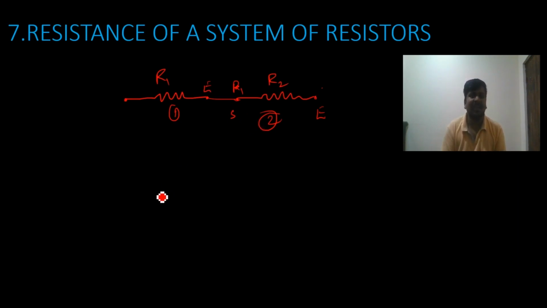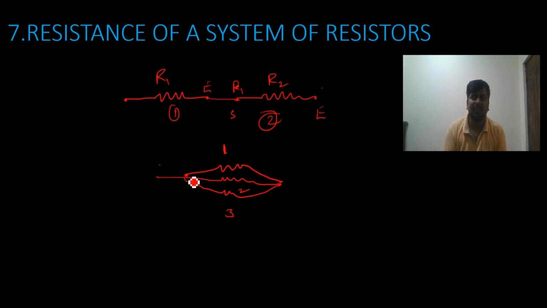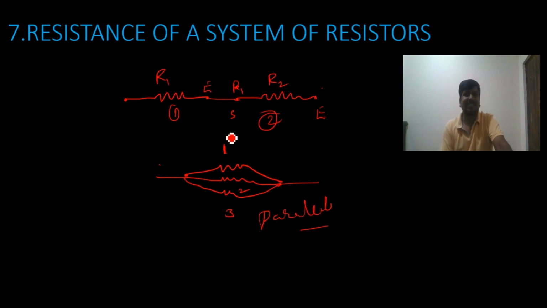Whereas in a parallel combination, I take all the starting points of the resistors: 1, 2, and 3 also. All the starting points of the 3 resistors are at one point, and all the ending points of the 3 resistors are connected at another point. That will be considered a parallel combination. So these are the systems of resistors, resistors in series and resistors in parallel combination.